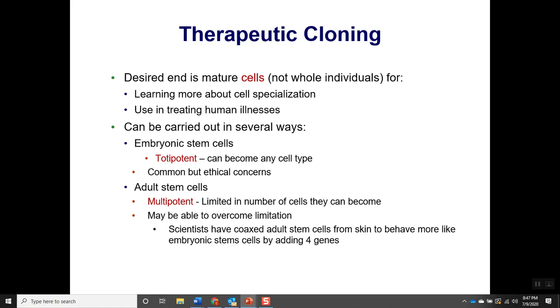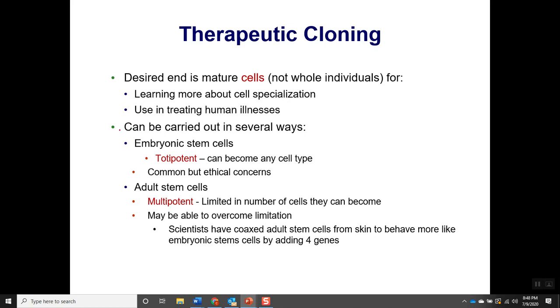So, for example, if someone has a spinal cord injury that has paralyzed them, if we can get these somatic cells to become nervous system cells, and then insert them into the spinal cord where the damage is, maybe we can fill in the gap where that damage is and give that person their ability to move back. These are potential things we could do.